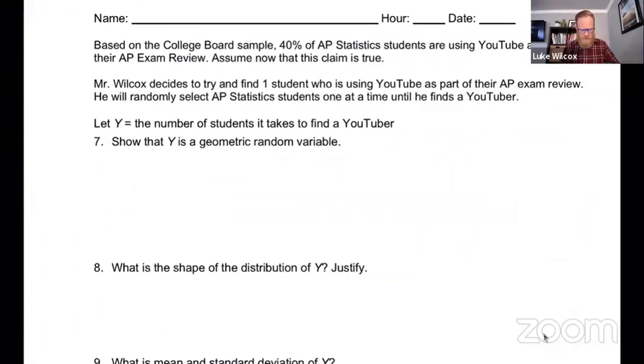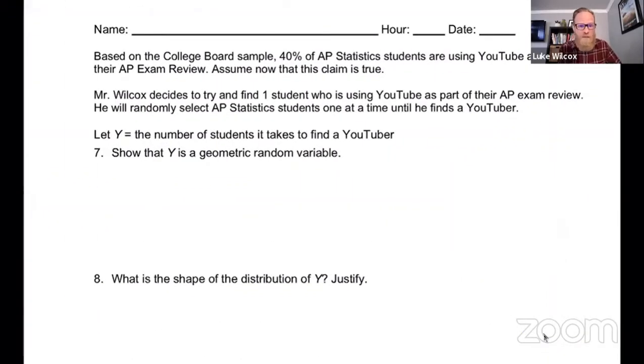It says, based on the College Board sample, 40% of AP Statistics students are using YouTube as part of their AP exam review. Assume now that this claim is true. Okay, so no longer are we going with the first claim that was made of 30%. We are now saying that we think that the true population proportion of AP Stat students that are using YouTube is now 40%, 0.40. And the setup here is going to be a little bit different.